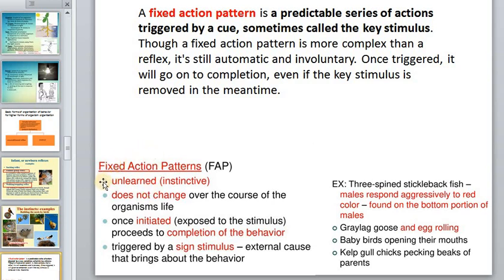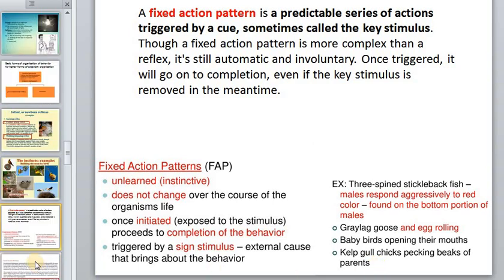And here we see that instinctive behavior does not change over the course of the organism's life. Once initiated by exposure to the stimulus, it proceeds to completion of the behavior triggered by the same stimulus, an external cause that brings about the behavior. Examples: the three-spined stickleback fish, and baby birds opening their mouths and chicks pecking at the beaks of their parents.